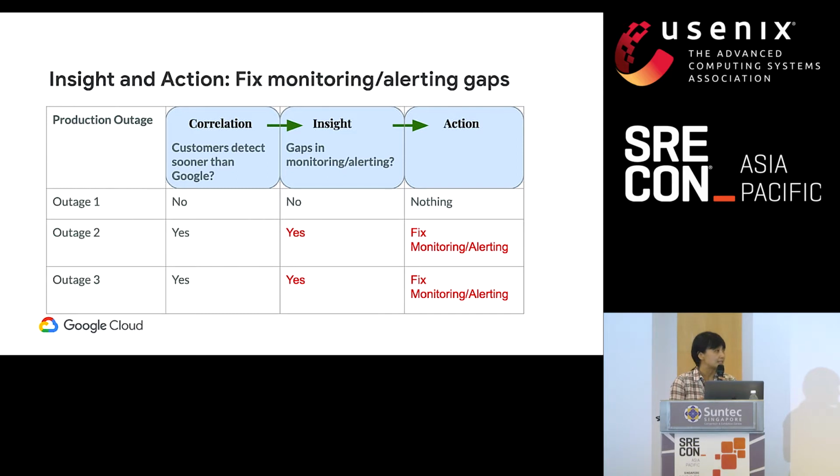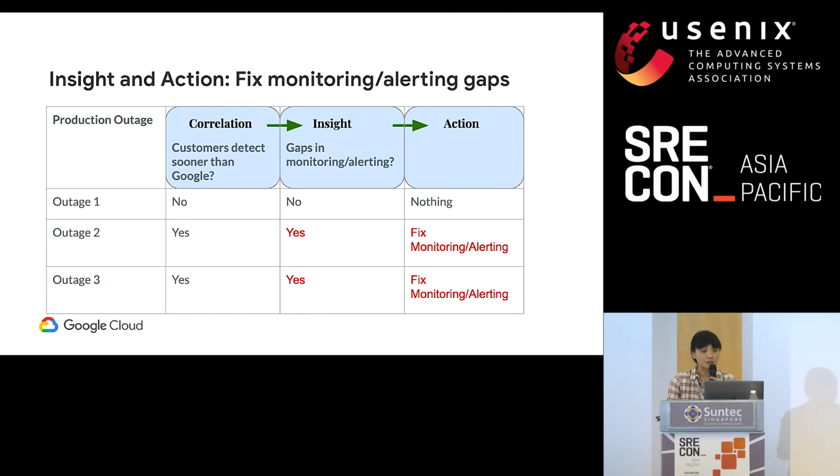The data samples listed in this table show, for example, for one major outage, outage number 1, we've found the correlated data shows that our own monitoring and alerting system detected the problem before customers reported. So in that case, our system is good.